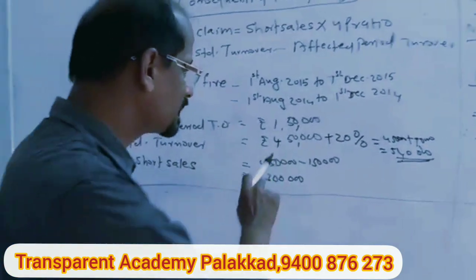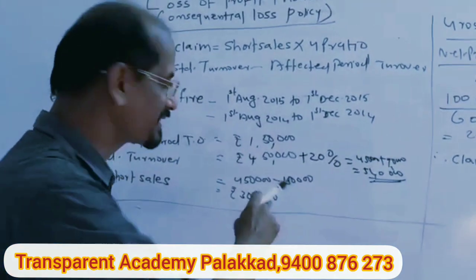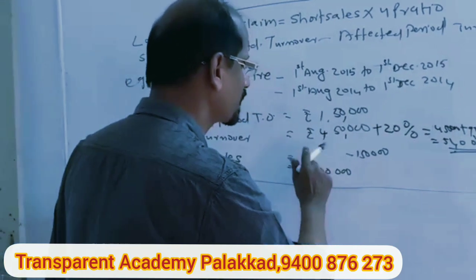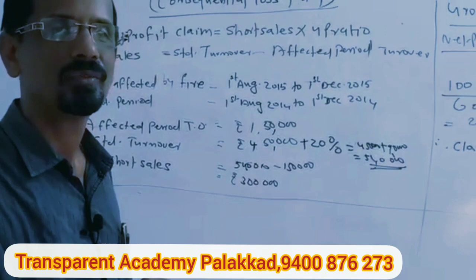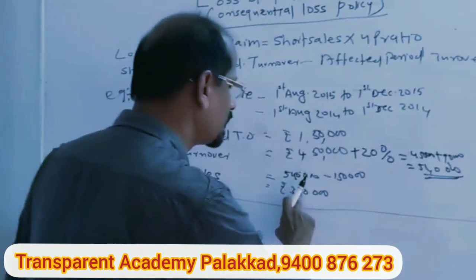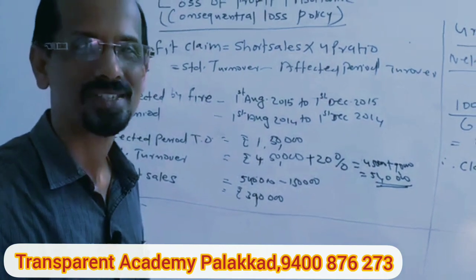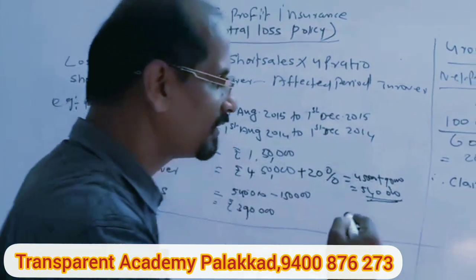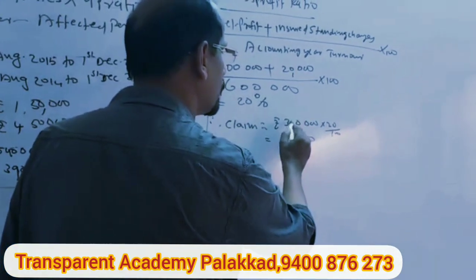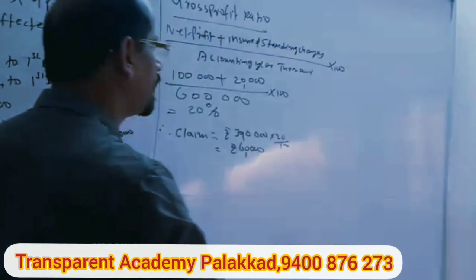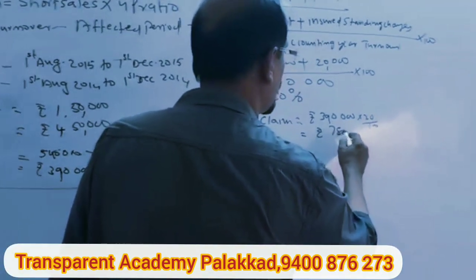In that case, what will be the short sales? Short sales will be 5,40,000 minus 1,50,000, you get 3,90,000. Then when you calculate the insurance claim, 3,90,000 into 20 by 100, you get a claim of 78,000.